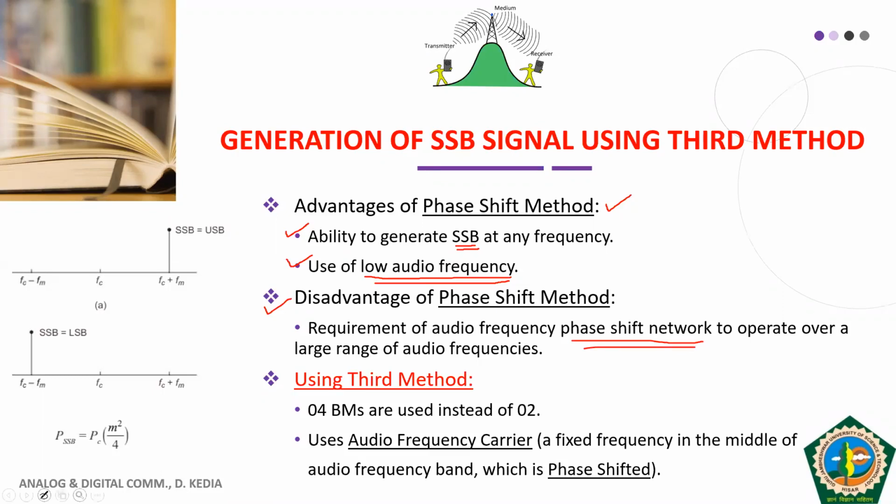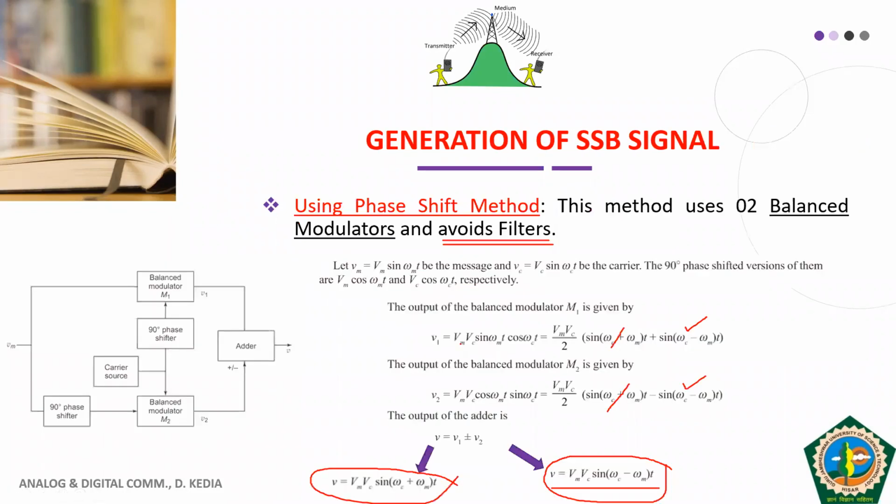So what we have done in our SSB signal generation using phase shift method, we have used 90-degree phase shifter for carrier, and we have used 90-degree phase shifter for modulating signal. When we use phase shifter for single frequency, there is no problem at all. But see, students, try to understand, we have two types of signal. One is modulating signal and another is carrier signal.